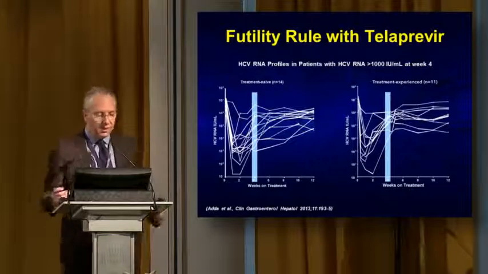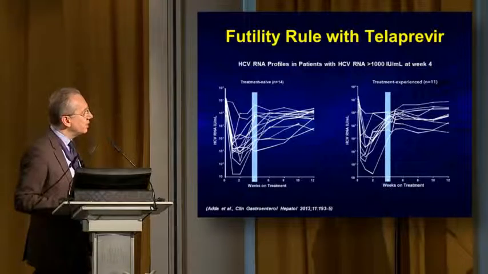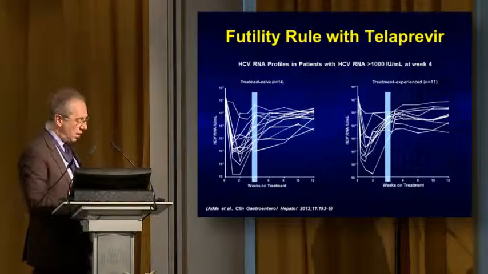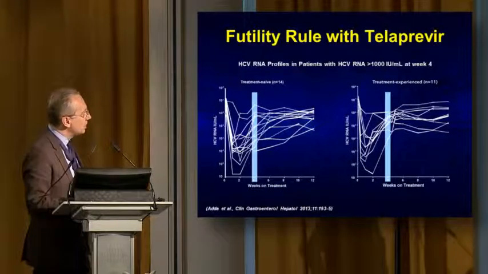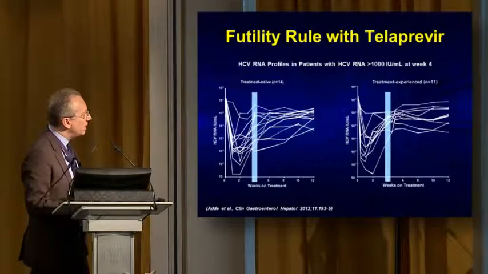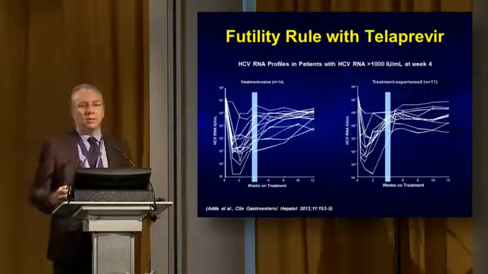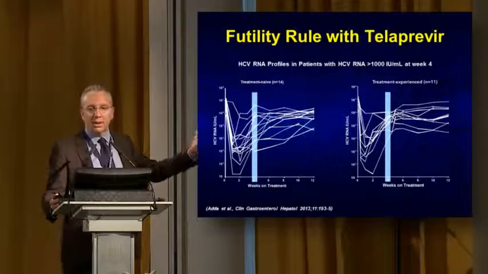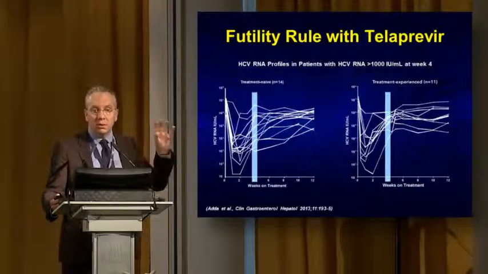And the reason is explained here. You can see here the HEV RNA profiles in patients with HEV RNA above 1,000 IU per ml at week 4. All of these patients who had more than 1,000 IU per ml were patients who initially responded with a sharp decline of viral replication, and then there was a re-increase of viral replication. So if you have more than 1,000 IU per ml at week 4, it's not that you are slowly declining, it's that you decline initially, but you have a virological breakthrough. And this clearly illustrates the fact that there is no chance you can eliminate infection because you are failing already at week 4.